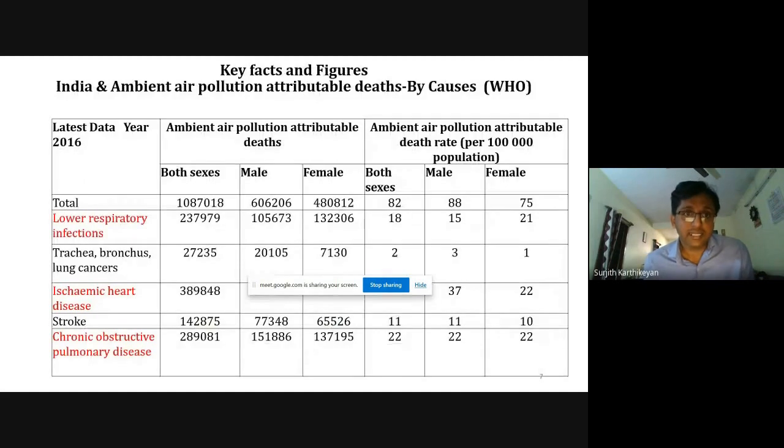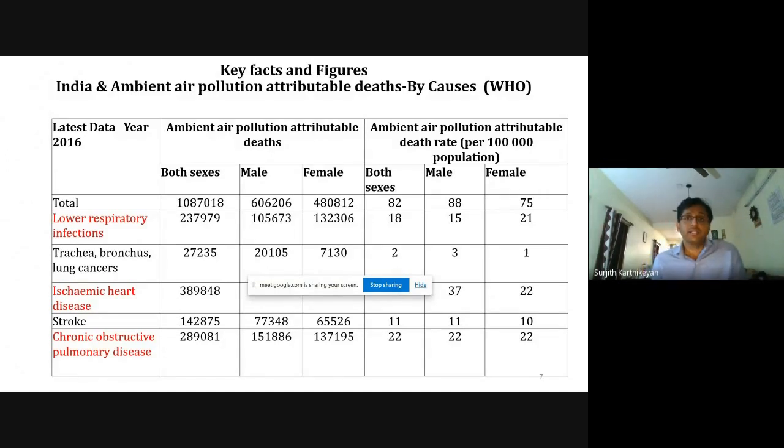This is another data set from the World Health Organization, where we could identify the different health hazards like lower respiratory infections. It is high, meaning the ambient air pollution death rate is high. Heart disease also is high. Chronic obstructive pulmonary disease is also high. So these are just a classification of health hazards due to ambient air pollution.